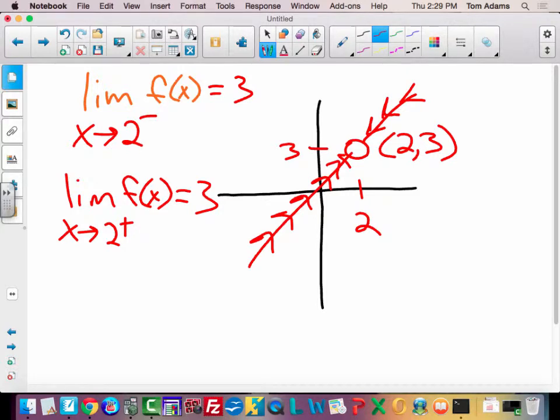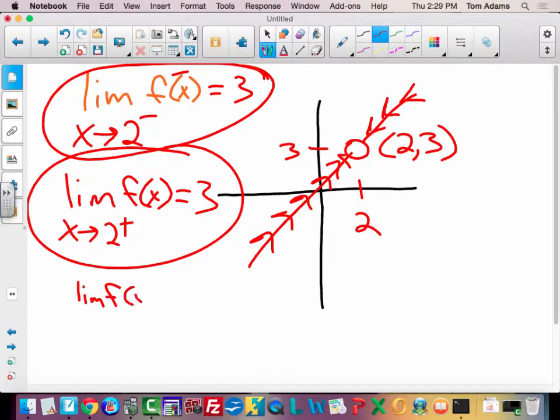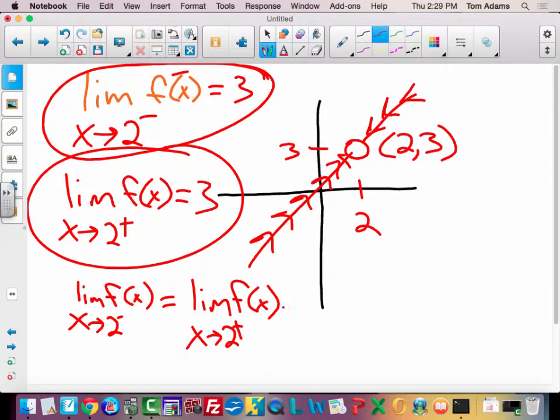3. If my left-sided limit is equal to my right-sided limit, in other words, if the limit of f of x as x approaches 2 from the negative side is equal to the limit of f of x as x approaches 2 from the positive side, then we would say that the overall limit of the function as x approaches 2, notice I don't determine what side we're approaching from, it's the same. In this case, it would be 3.